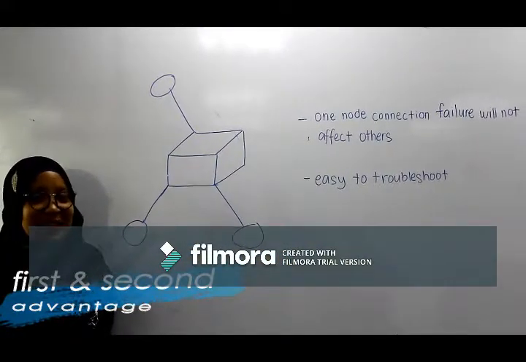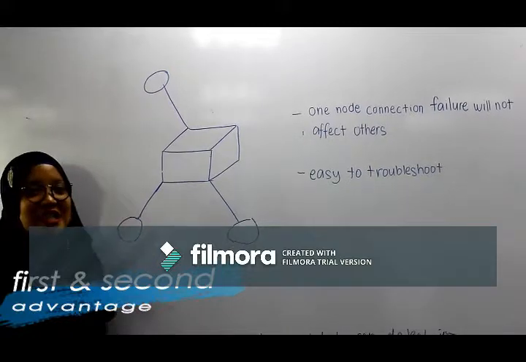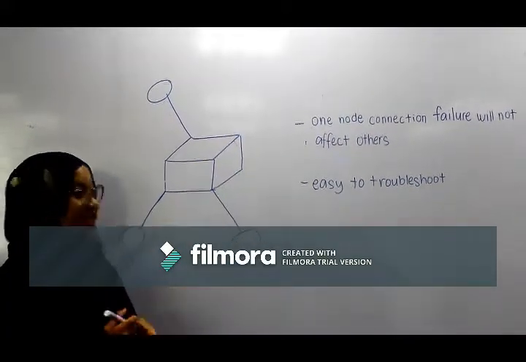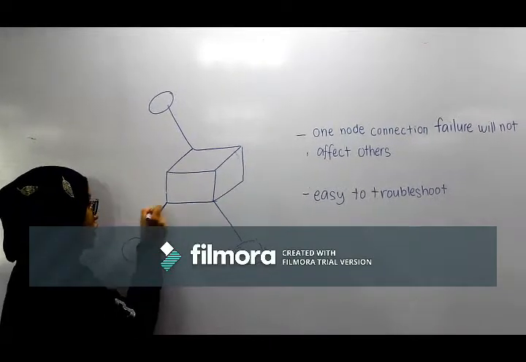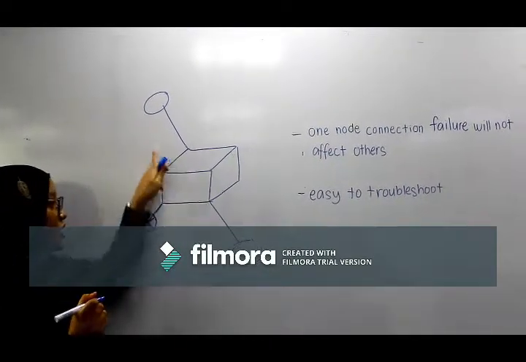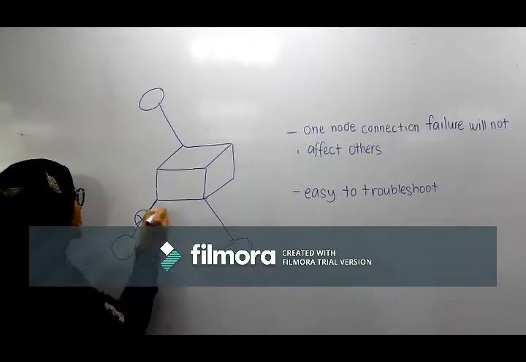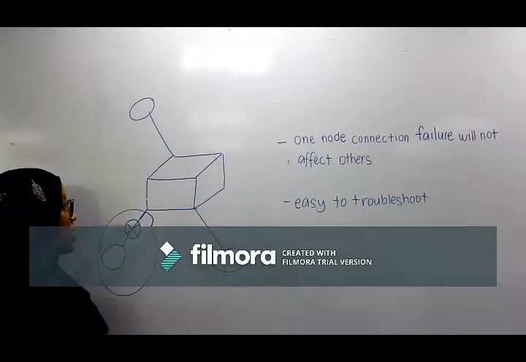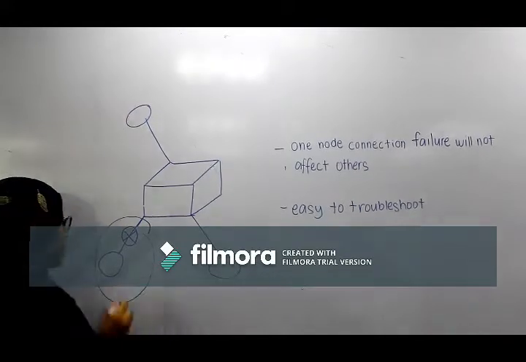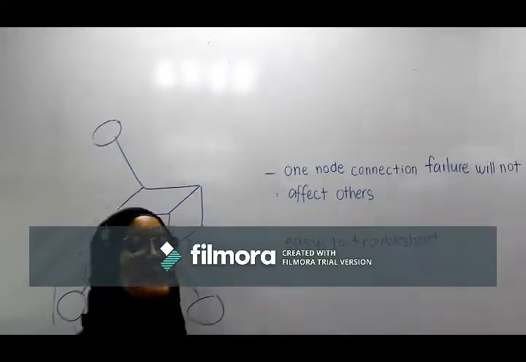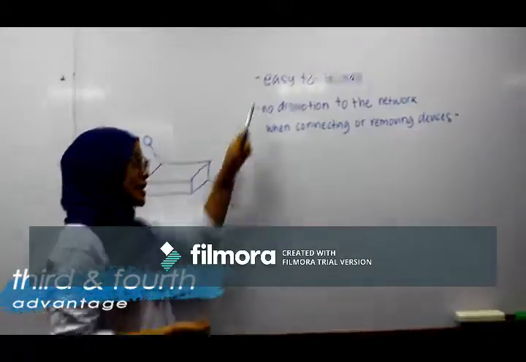Hello, I will explain about the advantage of star topology. First of all, one node connection failure will not affect others. Let's say if this node breaks down, the other connections still work. The central hub will detect this problem immediately because it cannot transmit data to this node, so it is also easy to troubleshoot. Next, it is easy to install.